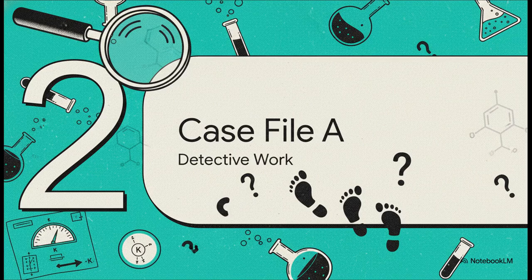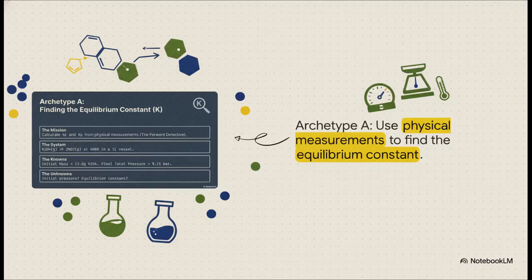All right, let's put this into practice with our first case file. For this one, I want you to think like a detective. In these types of problems, we're given clues about the final scene, like the total pressure at the very end, and our job is to work backward to find the culprit, the equilibrium constant, K. So here's our case. The mission? Calculate Kc and Kp. The system? Dinitrogen tetroxide, N2O4, is turning into nitrogen dioxide, NO2.